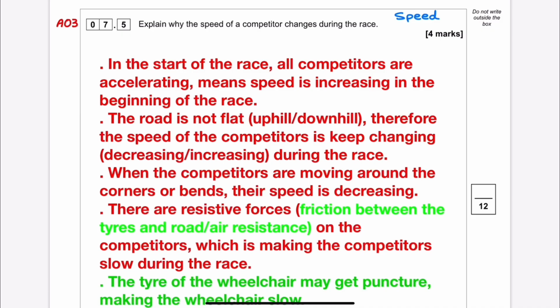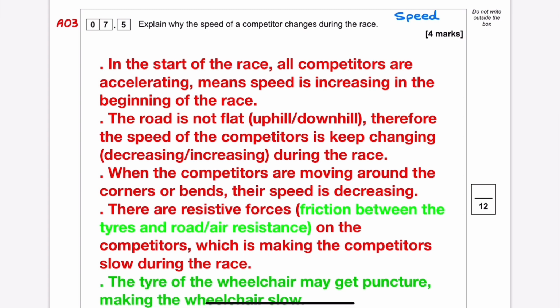In the start of the race, all competitors are accelerating, which means the speed is increasing in the beginning of the race. The road is not flat, which means there are uphill and downhill sections. Therefore, the speed of the competitors keeps changing during the race. When the competitor is going uphill, the speed is decreasing. When the competitor is going downhill, the speed is increasing. When the competitors are moving around the corners or the bends, their speed is decreasing because they are slowing down while moving around the corner.